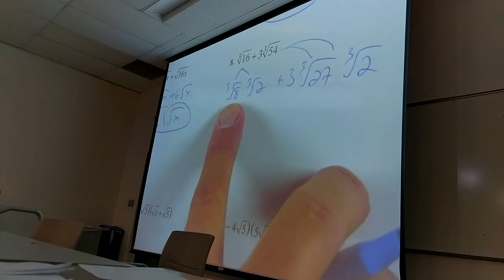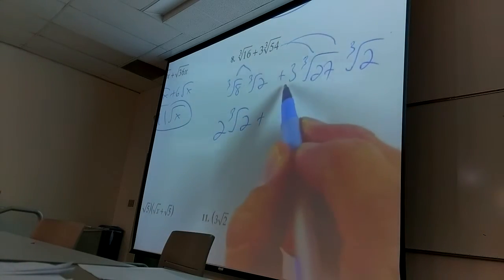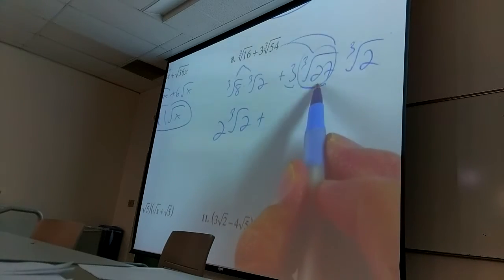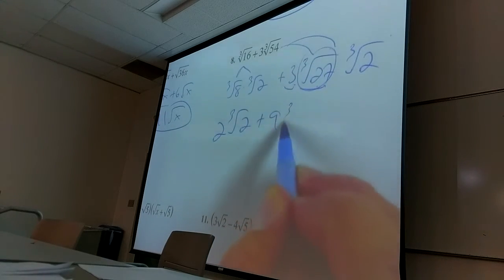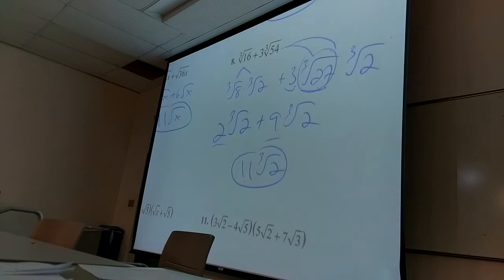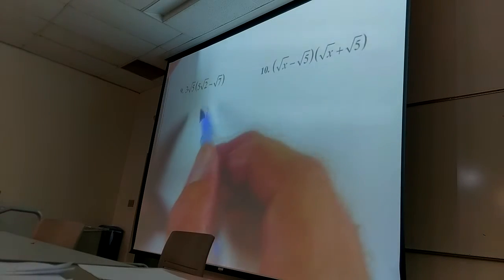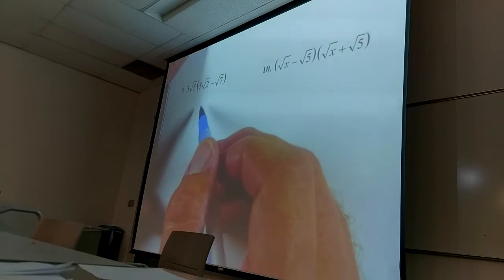So here I get 2. Cube root of 2 plus cube root of 27 times 3 is 9. Cube root of 2. I like it. Okay. And then this guy is kind of like the reverse of what we're just doing. Instead of pulling them apart, we're putting them back together.